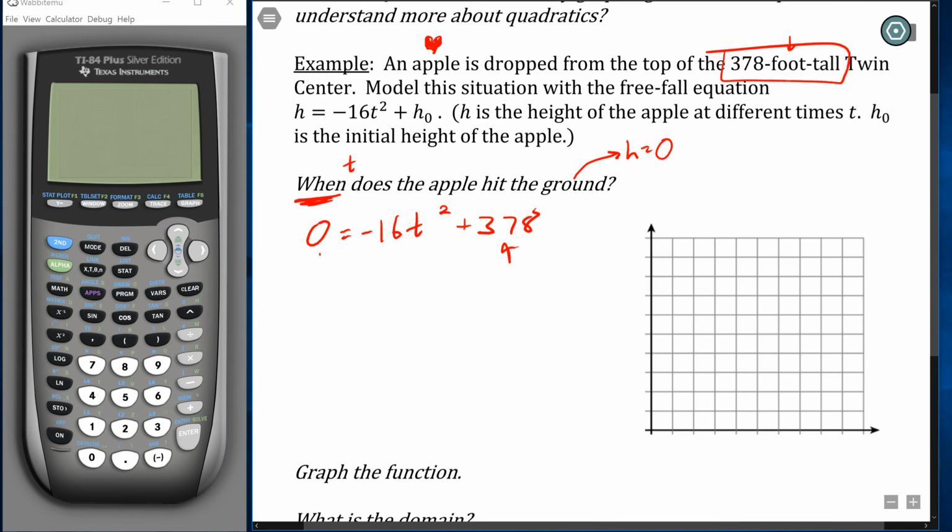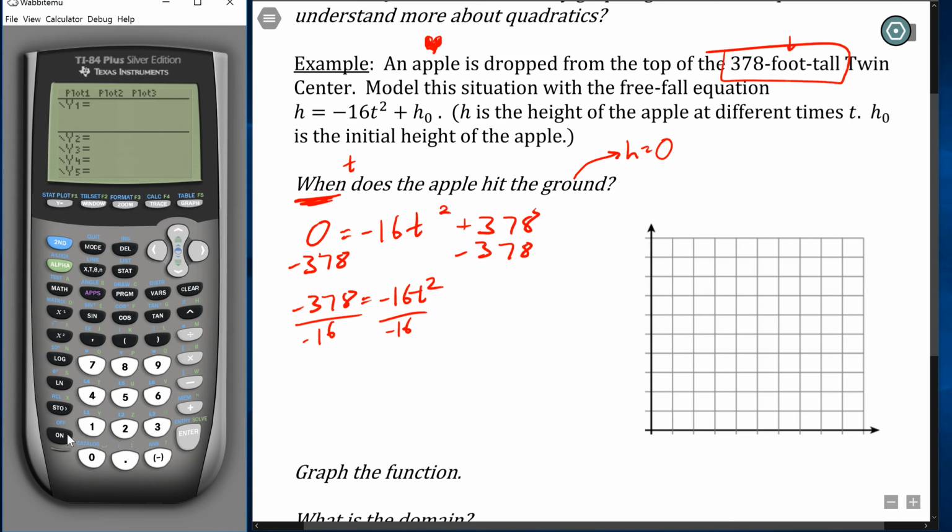Okay, let's solve this. Since I only have t squared and not an additional t term in there, I can solve using square roots. So let's isolate the t squared. I'll subtract 378 from both sides, so that's going to be negative 378 equals negative 16t squared. Let's divide both sides by negative 16.